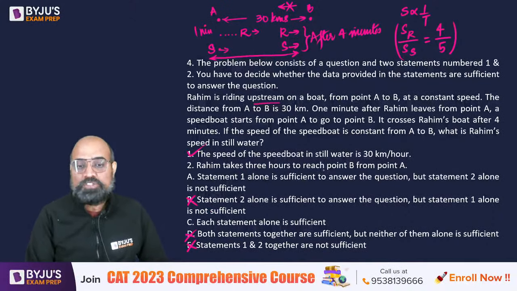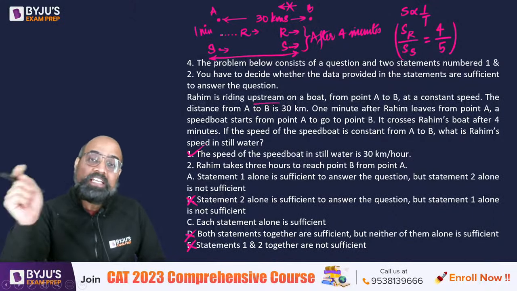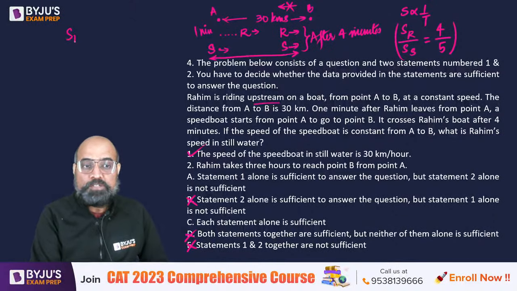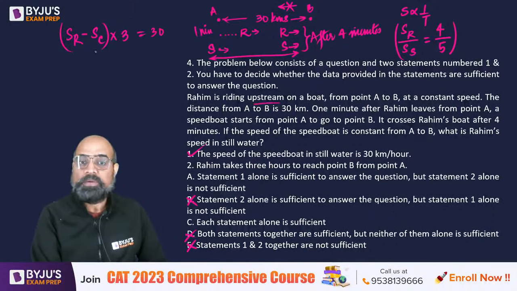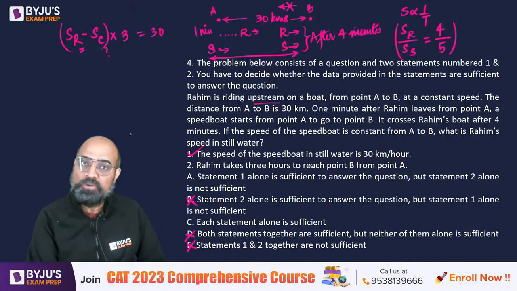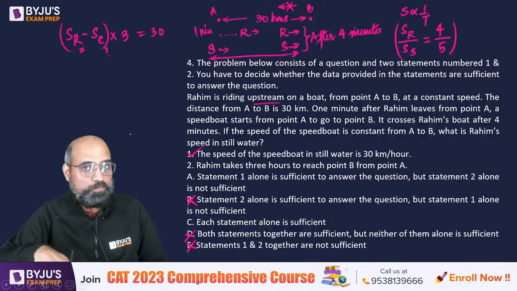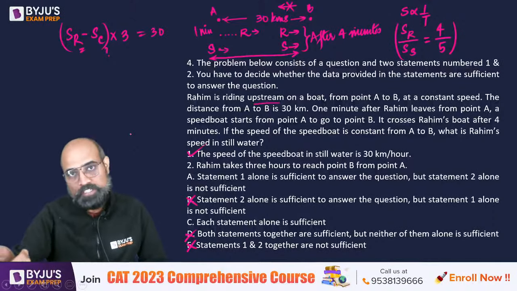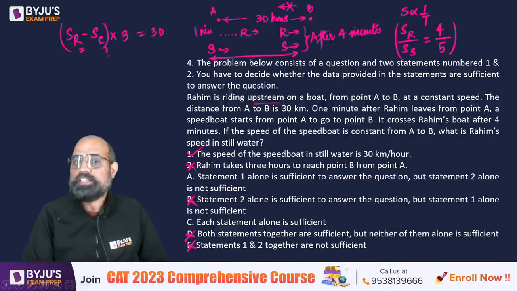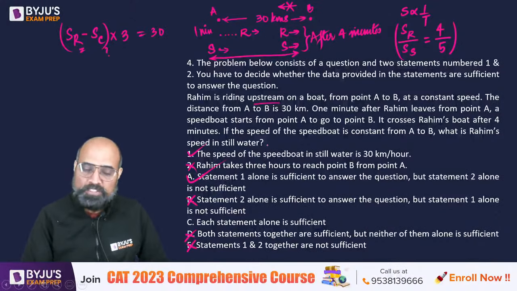Now it says Rahim takes 3 hours to reach point B from point A. If you are only dealing with Rahim, we will have speed of Rahim minus speed of the current. This is his effective speed, and he takes 3 hours to cover 30 kilometers. From here, we won't be able to figure out the speed of Rahim because the speed of the current is not known. And of course, we cannot include the speed of the speedboat because that's part of the first statement. So from the second, we are not going to get the answer. So statement 1 alone is sufficient.